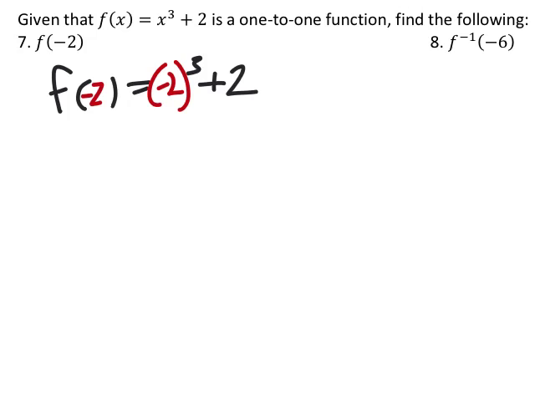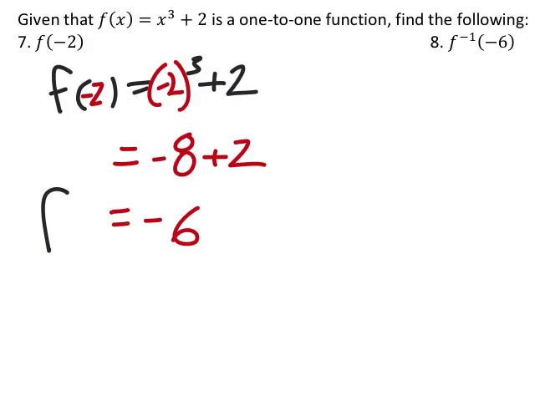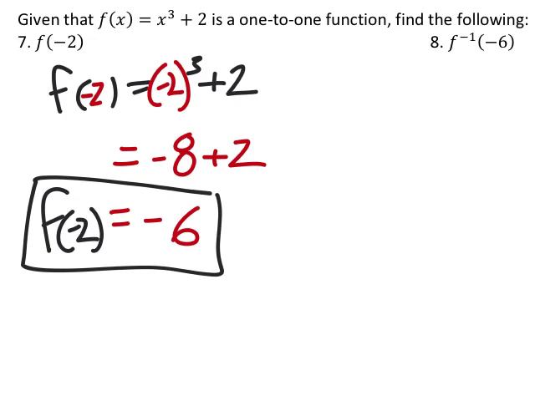And this would equal, negative 2 cubed is a negative 8. So it's a negative 2 times negative 2 times negative 2. And then we'll add the 2 there. So this ends up just being a negative 6. So f of negative 2 equals negative 6. This would be the correct notation.